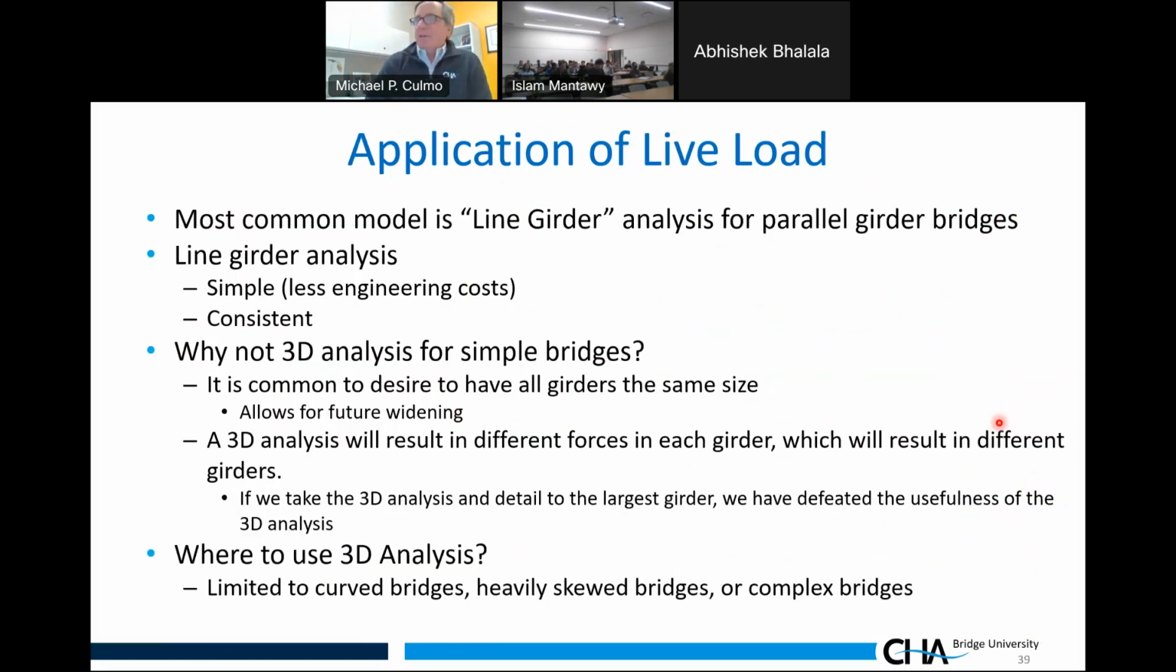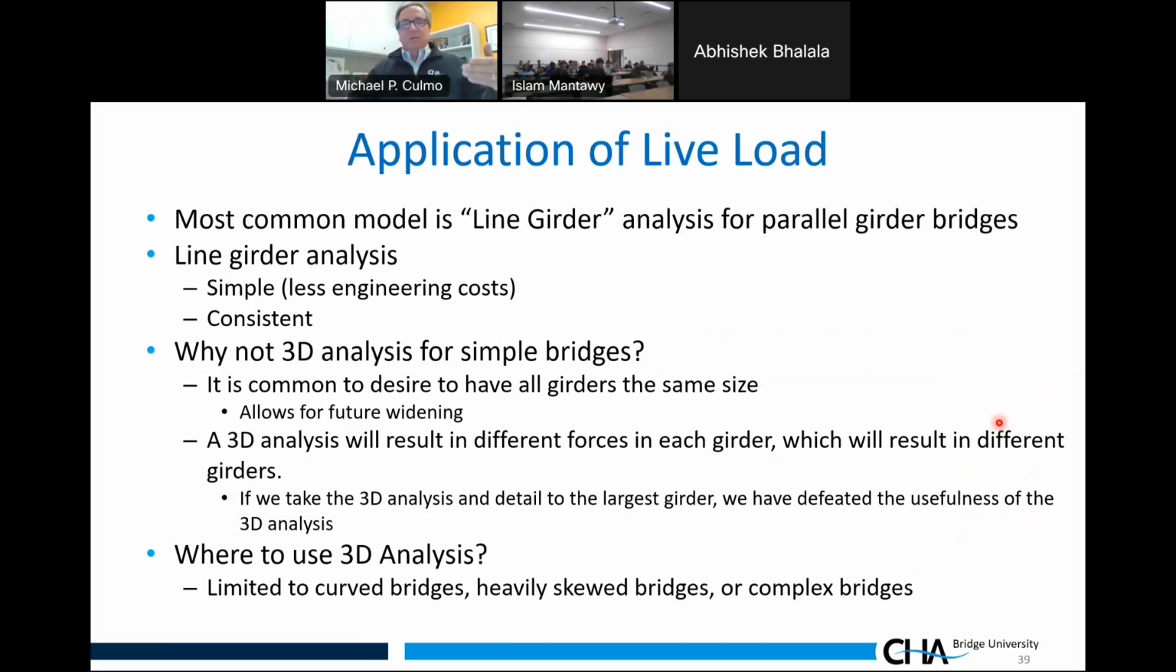So let's talk about application of live load. We talked about where the live load came from. Let's figure out how we apply that live load to our bridge. And the answer is the most common method used is called line girder analysis. What that is, we take a 3-dimensional bridge and break it down into a 2-dimensional structure. Sometimes people call it a 1-dimensional model. I call it a 2-dimensional model, which is X and Y, but no Z.